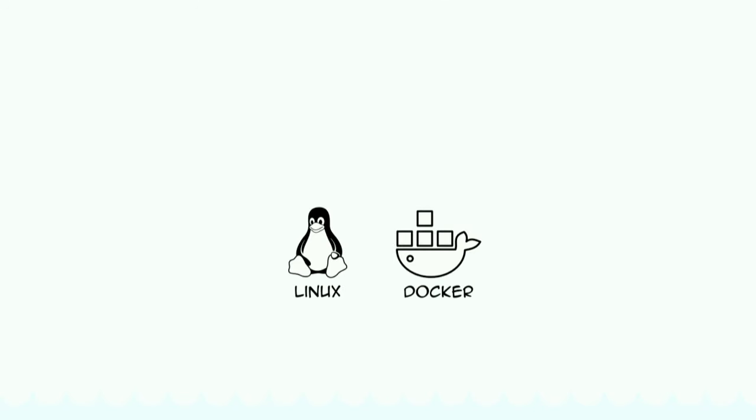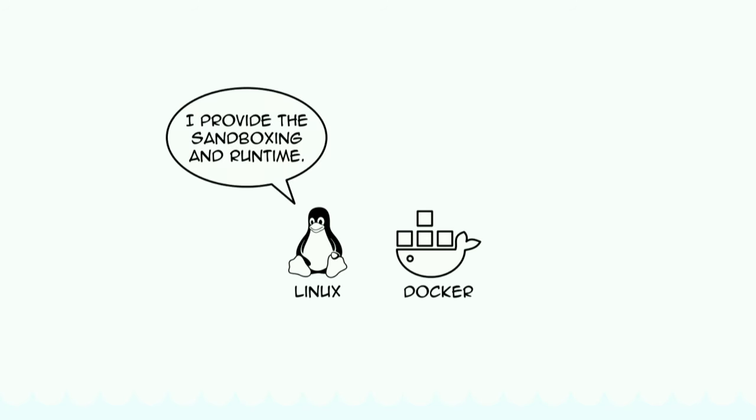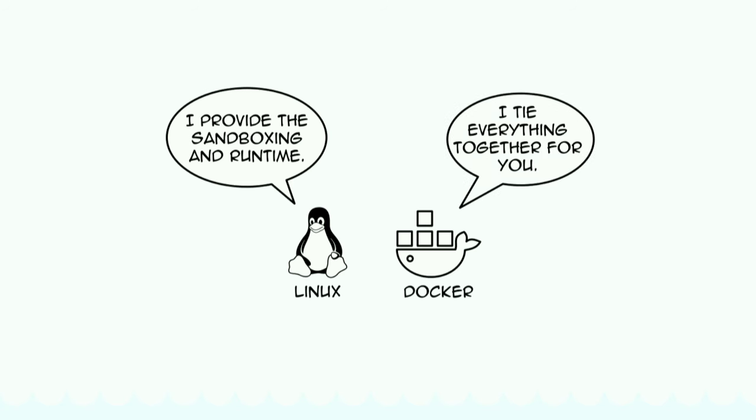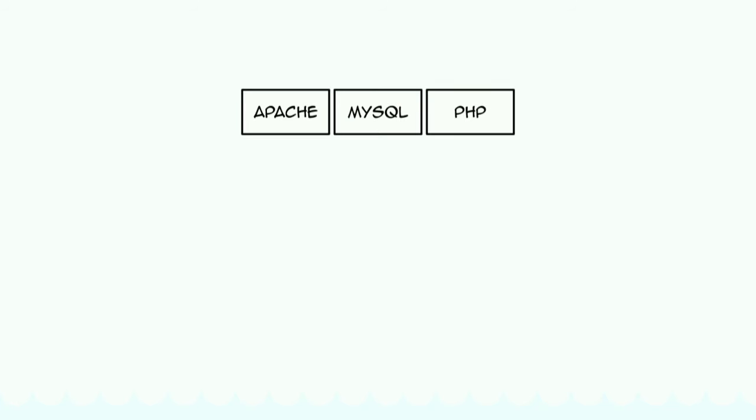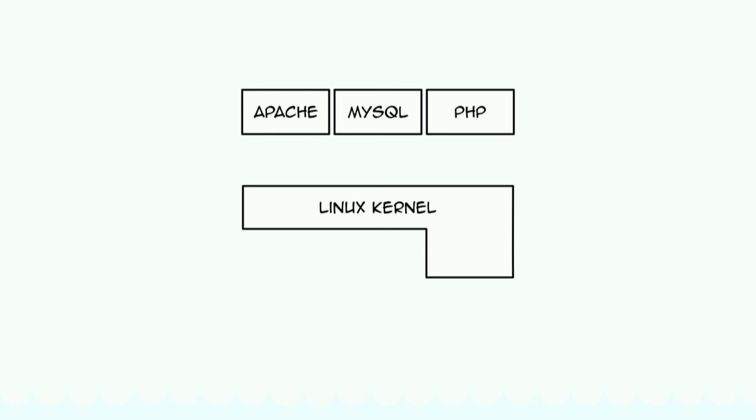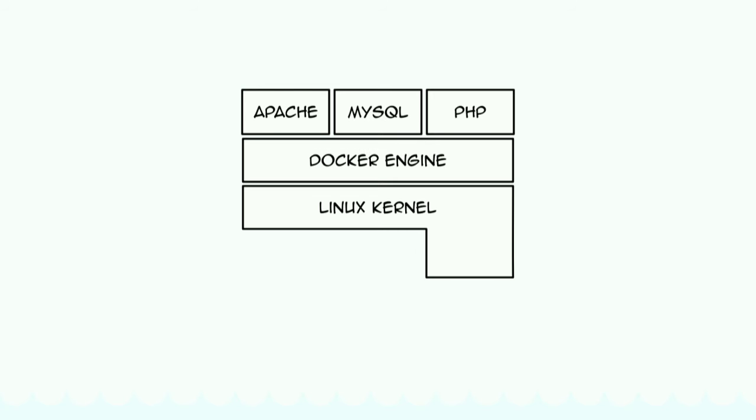So here's the thing. Linux and Docker work hand in hand. Linux provides the sandboxing and runtime in order to run all of the applications inside containers. Docker ties everything together for you with infrastructure and also common utilities in order to make things easy. So you have your technical stack: your Apache, your MySQL, and your PHP. They all are running as Linux applications on top of a Linux kernel. The Docker engine mediates the interactions between that Linux kernel and those applications. Each application can actually be running in its own container. In order to control all of this, you have a series of Docker utilities which interact with the engine and the kernel.